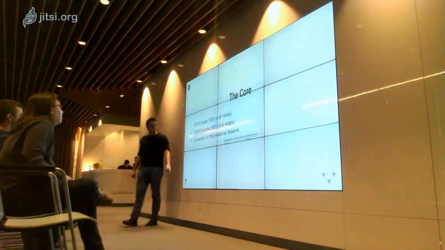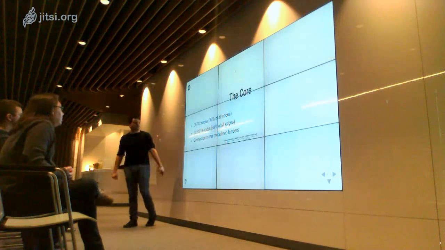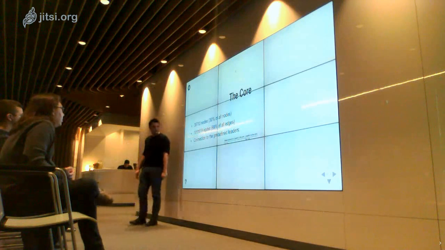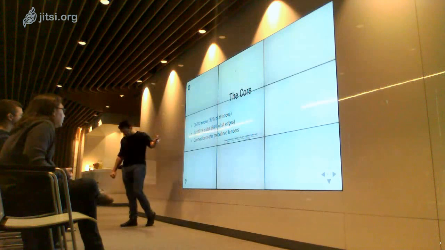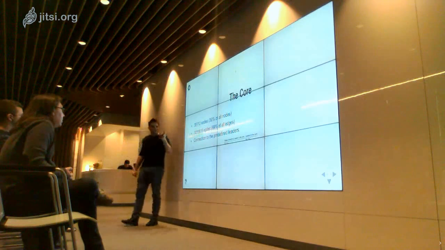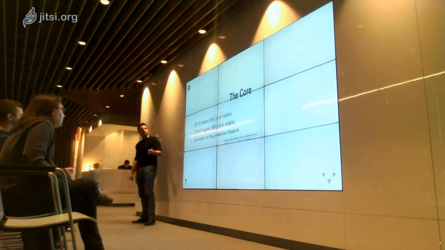So the core contains 30% of all nodes and 68% of all edges, so we are happy with it. And when we received the prediction leaders, it appears that most of them, 98% of them, are in the core. Okay, perfect. So we have a job to do.